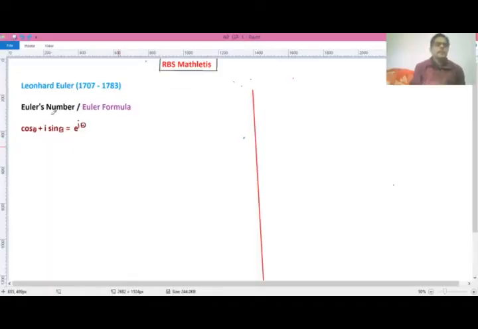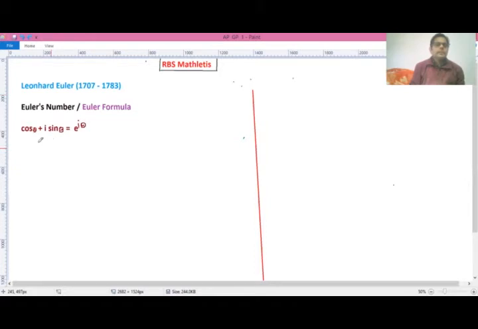So before going to start in detail, let's first see what Euler's number is and how it is applicable to the complex number, that means to represent complex numbers. Here you can see Euler's number, also called Euler's formula, which is due to Leonhard Euler, whose life span was between 1707 and 1783.